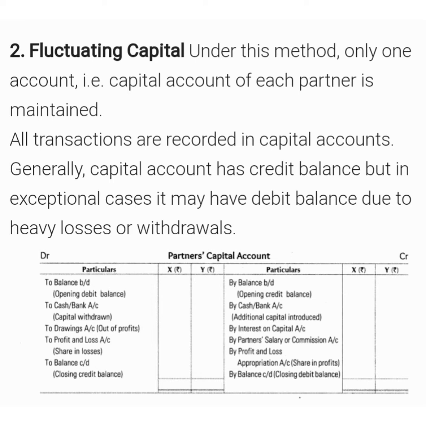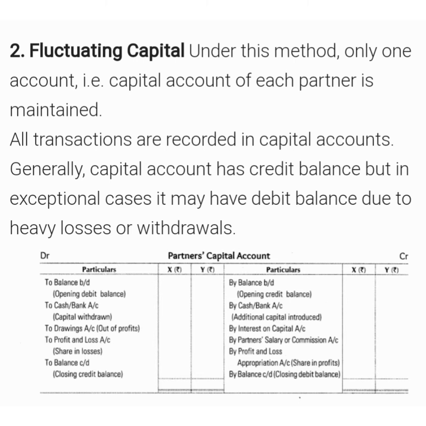Under fluctuating capital method, only one account, that is capital account of each partner, is maintained. All transactions are recorded in capital accounts. Generally, capital account has the credit balance, but in exceptional cases, it may have debit balance due to heavy loss or withdrawals. This is the format of partners' capital account under fluctuating method.